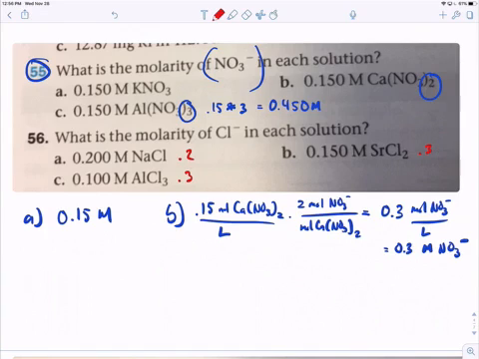Oh, you're doing the formal one. Okay, it always works. There's 1 mole Cl to 1 mole NaCl. You want to do it that way. So the 0.2 moles NaCl. Yeah.